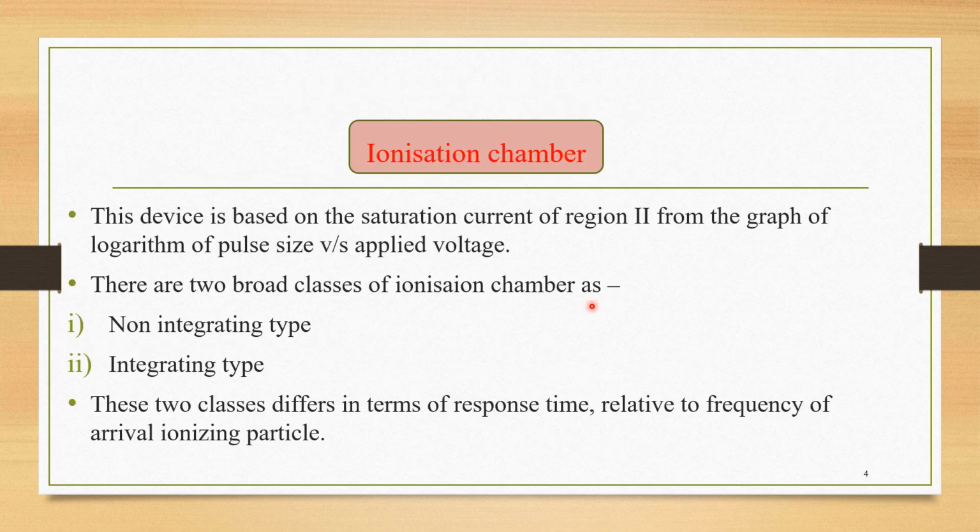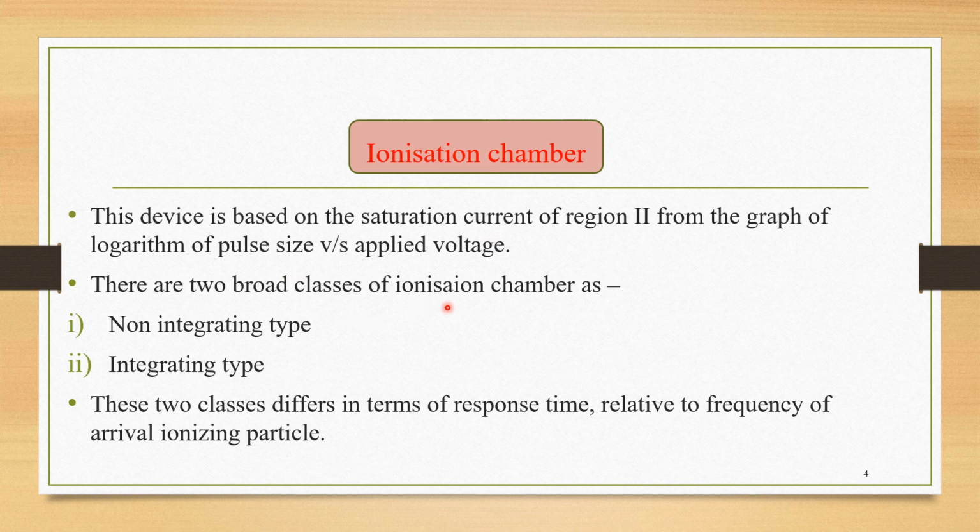The first important type of device for measurement of radioactivity is the ionization chamber. This device is based on the saturation current of region second from the graph of logarithm of pulse size versus applied voltage. If we take into consideration this graph of logarithm of pulse size versus applied voltage, in that graph the region number second is there. So this device is based on the saturation current from this region number second.